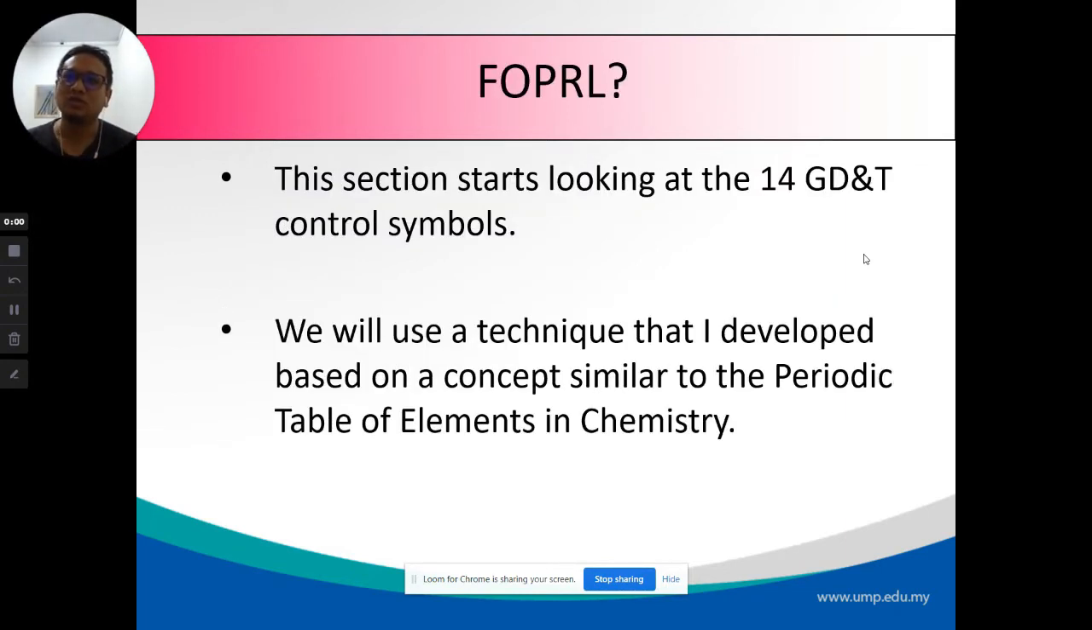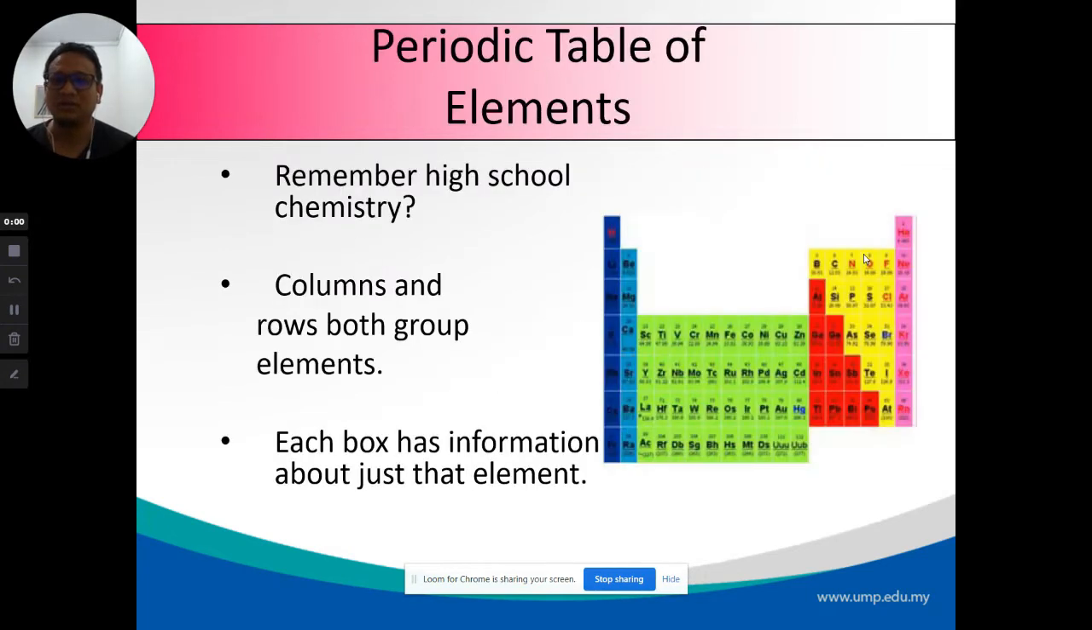Now, in high school, if you remember, you used the chemistry periodic table, right? Today we are going to use the same idea, but we are going to use FOPRL. What does FOPRL stand for? We are going to explain that later on. This section starts by looking at the 14 GD&T control symbols first, and then we will use the FOPRL technique to develop a concept similar to the periodic table.